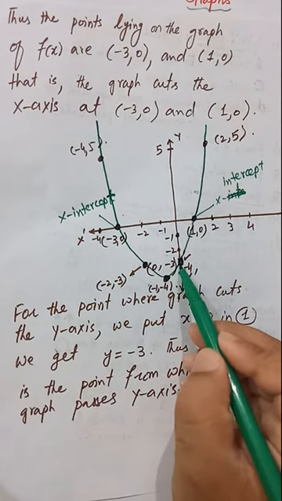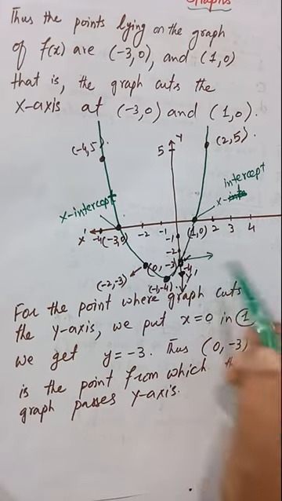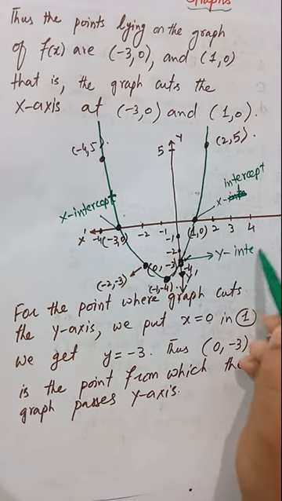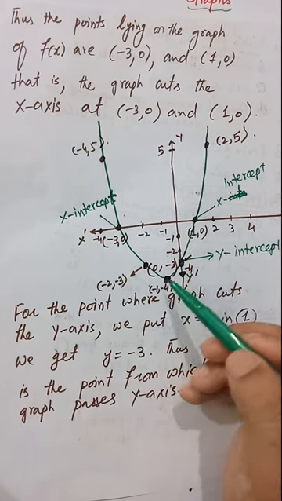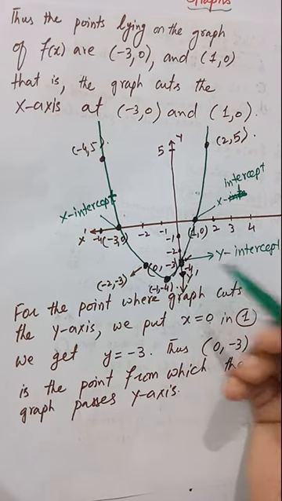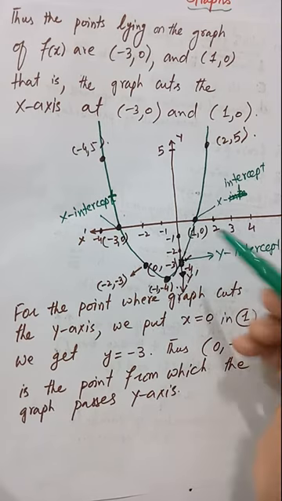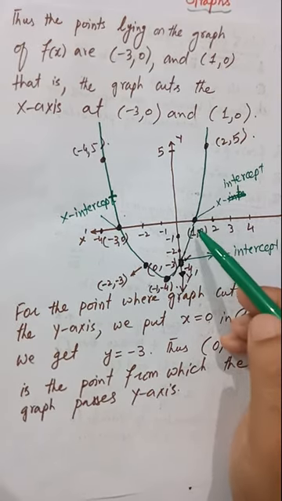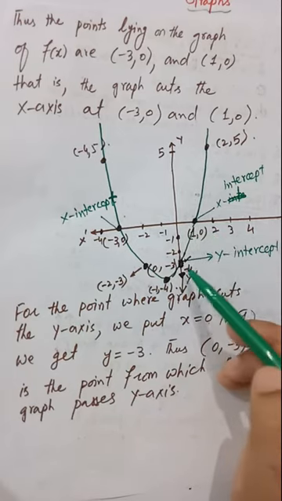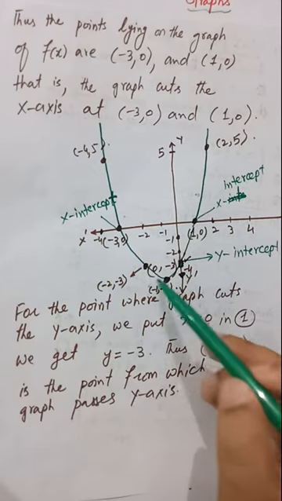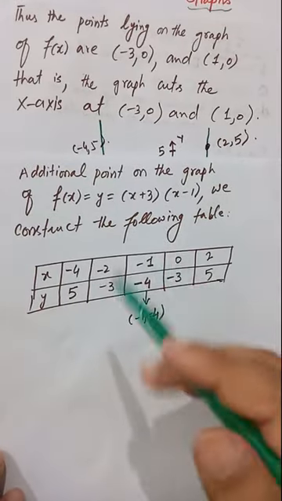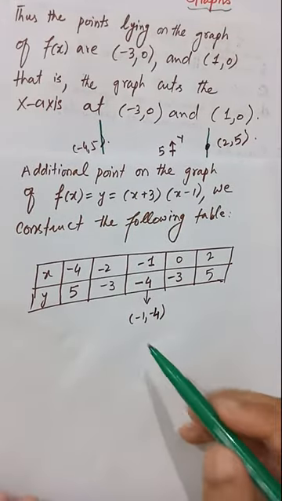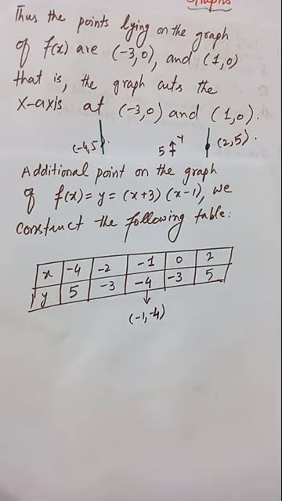You clearly see in the graph, this is (0, -3), this is your y-intercept. But we just write, in other words, that this is the point from which the graph passes the y-axis. Same meaning. So you can find it this way when you have a function in factorized form: this is your x-intercept, this is your y-intercept. But for the rest of the points, you must make the table, and from this table you will get the idea about the vertex. There is no proper calculation for the vertex.